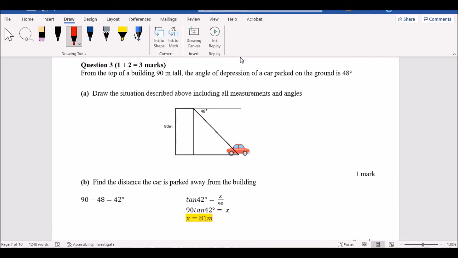If you think about it as well, this should be 48 degrees too. Because if these lines are parallel, which they should be, that's 48 and that's 48. Draw the situation described above. So if you drew something like this, good. Something similar to this. You don't have to have the 48 here, but at least something like this. If you have the 48 here, good, and you've got to have the label for the 90 meter tall building.